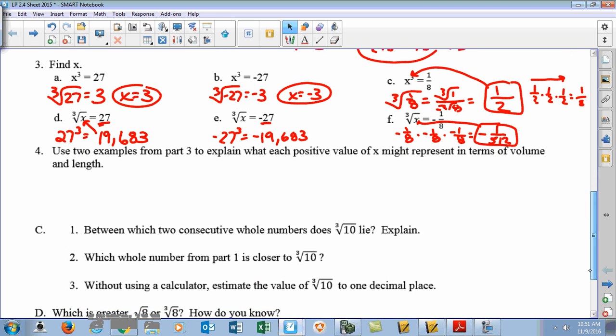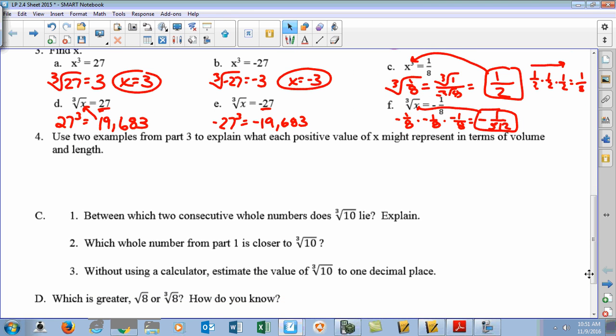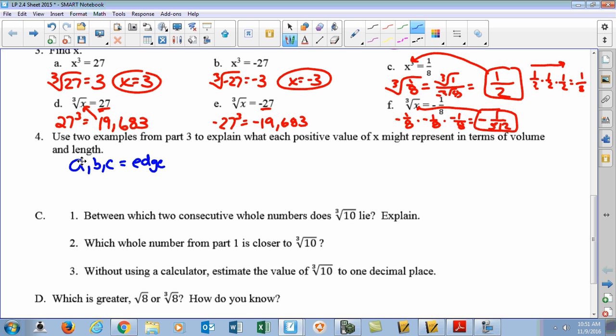It says, use 2 examples from part 3 to explain what each positive value of x might represent in terms of the volume and length. Well, again, this is kind of like the question we had in the first one, where certain ones deal with side length. So A, B, and C are dealing with edge length because we're going from a smaller number to get to the bigger number. Length times width times height gives you the value.